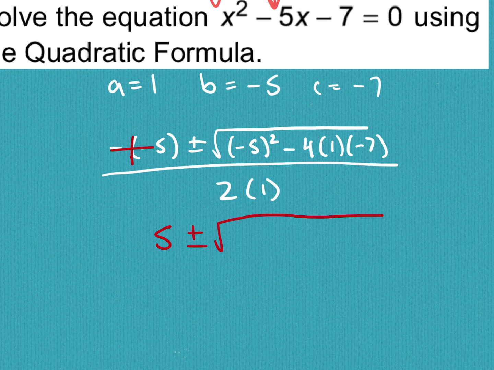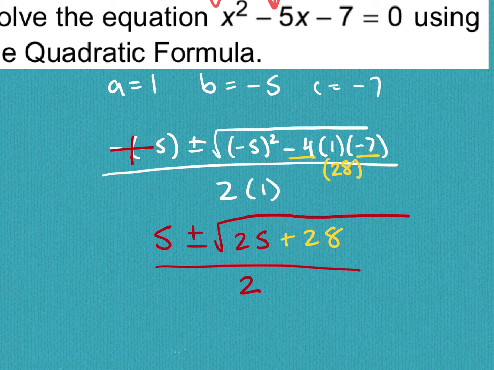What is negative 5 squared? Negative 5 times negative 5 is 25. Then we have negative 4 times 1, which is negative 4. What's negative 4 times negative 7? Is it positive or negative? Positive, because it's negative 4 times negative 7, so it's positive 28. Over, what's 2 times 1? 2.